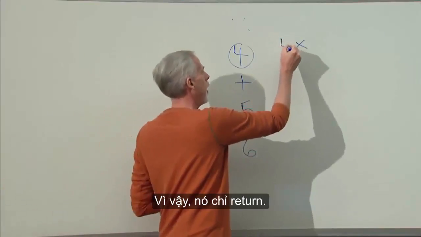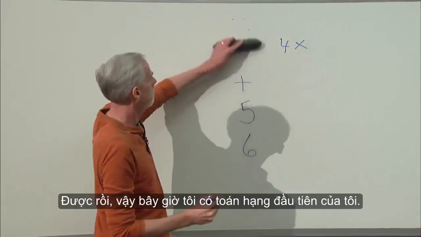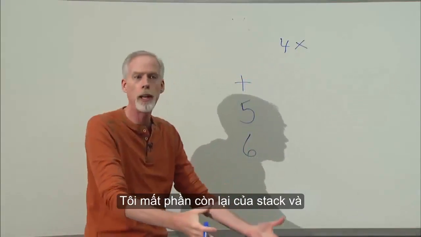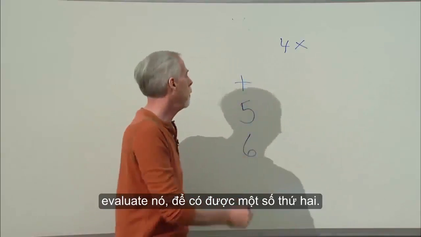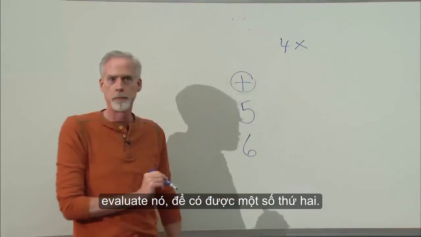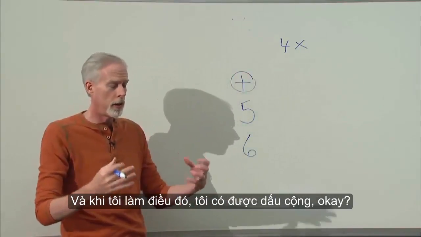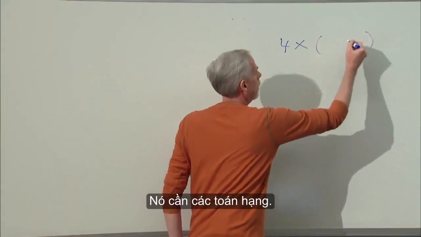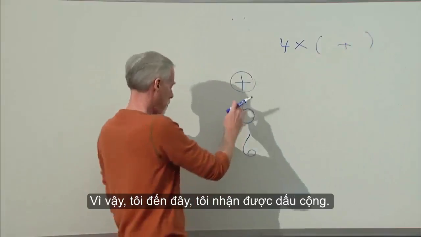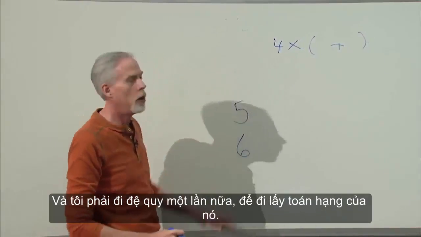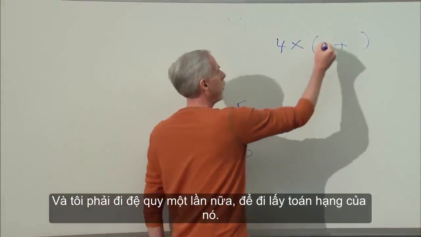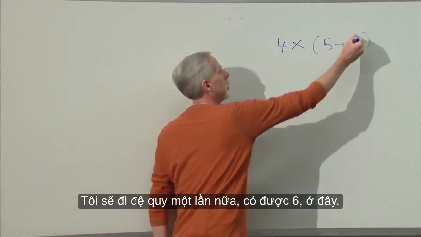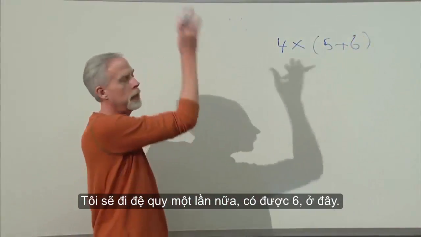Okay? So now I have my first operand. Okay? Now I take the rest of the stack and evaluate it to get the second one. And when I do that, I get plus. Okay? So plus says, oh, I have to evaluate plus. It needs operands. So I come over here. I'm getting a plus. And I got to go recursive again to go get its operands. I get the 5. That's good. I'm going to go recursive again, get the 6 over here, and I've evaluated the whole stack.